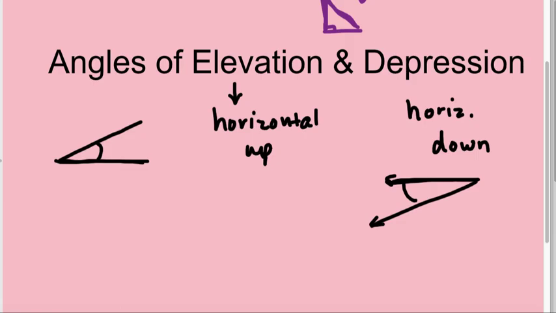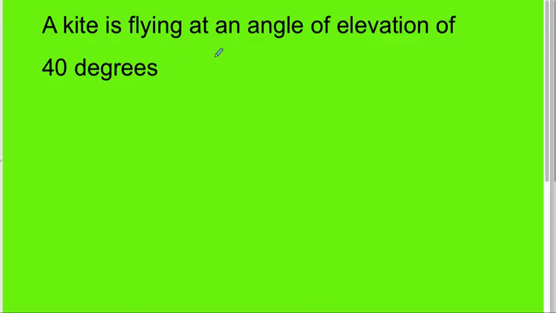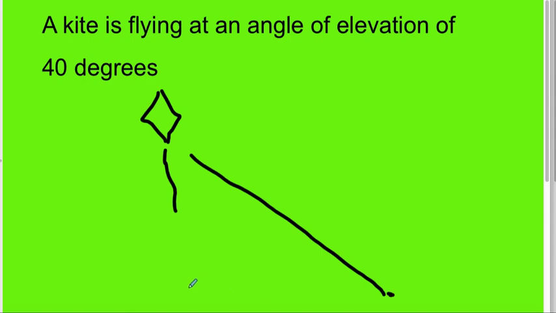Okay, so let me show you two examples. A kite is flying at an angle of elevation of 40 degrees. So here I have a kite, okay? It's flying in the wind, right? And it's flying at an elevation. So you're here. It's flying at an elevation of 40 degrees. So I'm going to create my horizontal. The angle of elevation would be up to the kite, and so this would be 40 degrees, okay?